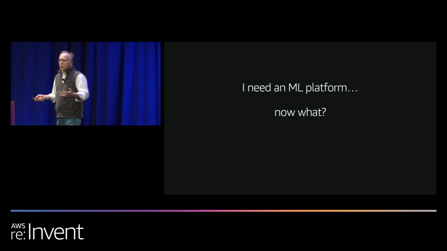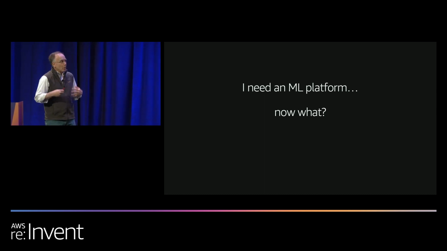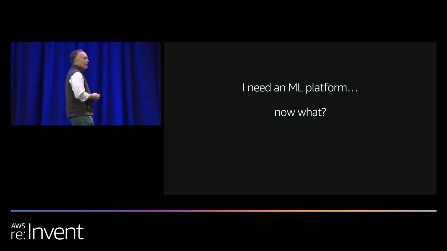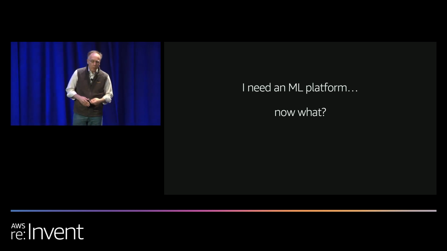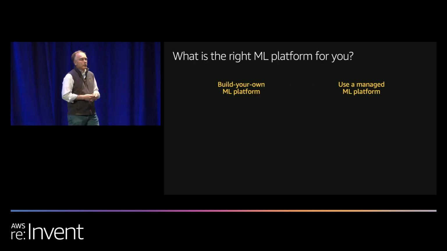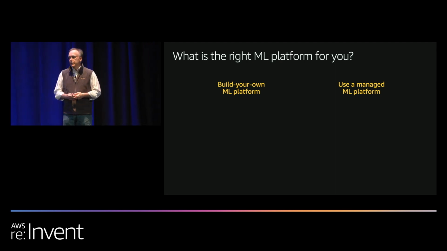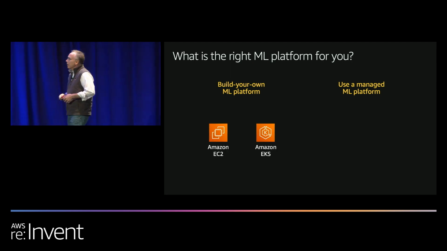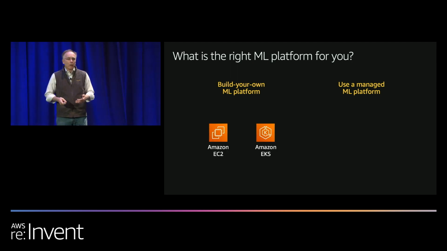So I think most of you out there either are in the process of adopting a platform, or maybe looking to figure out, should I build one, should I buy one? So how do we proceed from there? The way I look at it, you can either build your own platform, or you could use a managed service like SageMaker. If you want to build your own, there's a lot of options there on AWS.